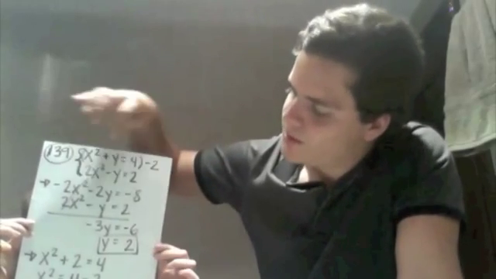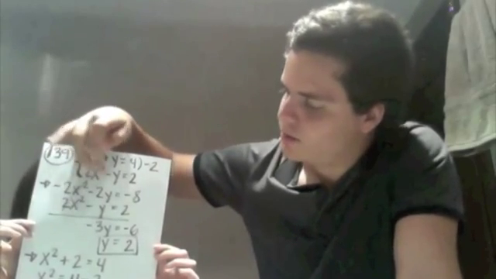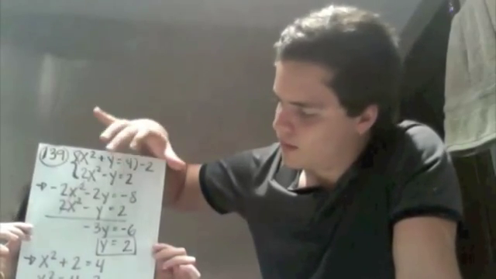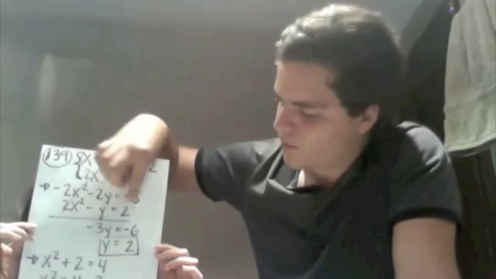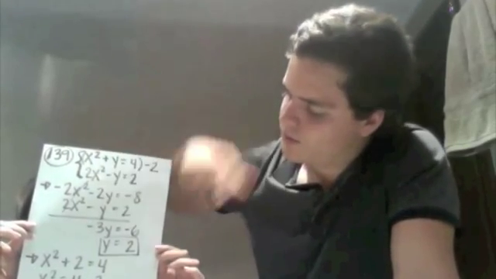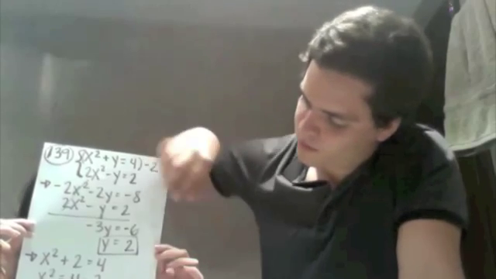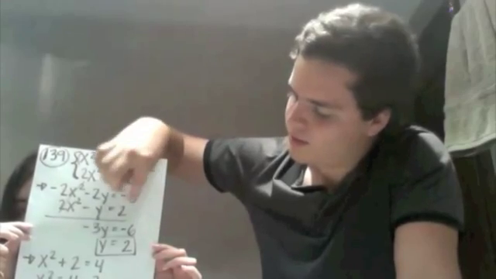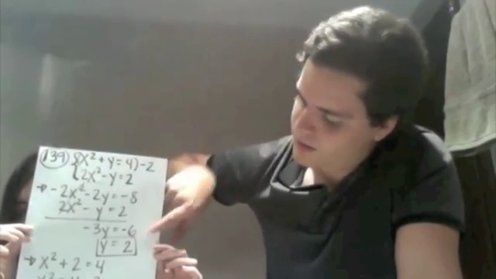After we rewrote it, we only have to add. Negative 2x plus 2x will be 0, it will be cancelled. Negative 2y plus y will be negative 3y. And negative 8 plus 2 will be negative 6. After we already added, we'll have to pass the negative 3 over to the other side dividing. It will give us a 2.